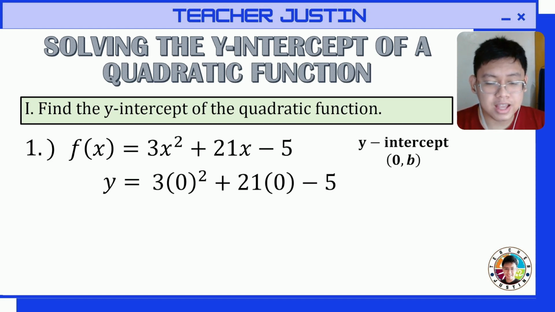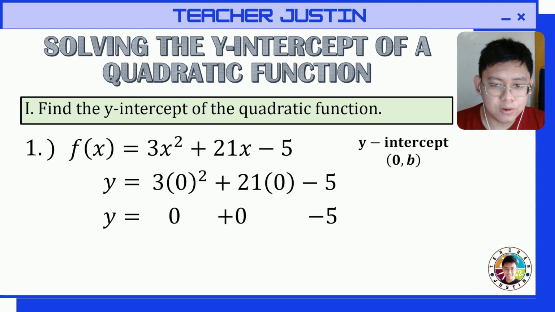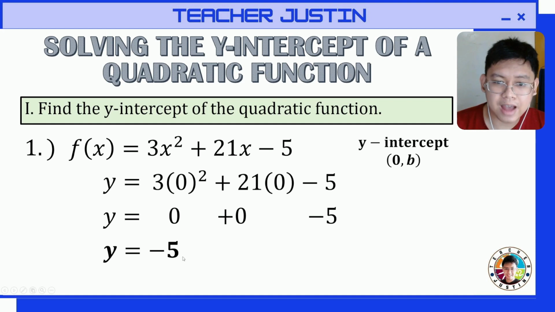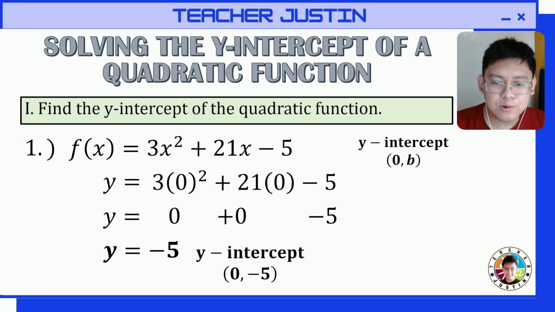Then, let's simplify each term. y is equal to 0 squared times 3, that will be 0. 21 times 0 is 0. Then we copy negative 5. Let's combine 0 plus 0 minus 5, that will give us negative 5. Now, to write our y-intercept, we follow this pattern and replace b with negative 5. So this will be (0, -5), and that is the y-intercept of our quadratic function.